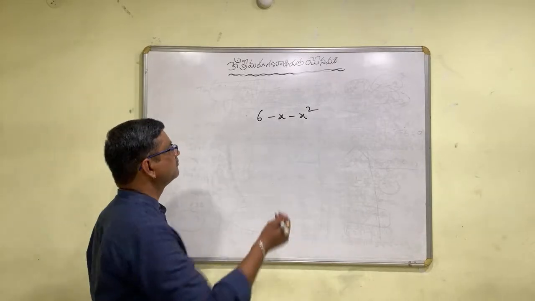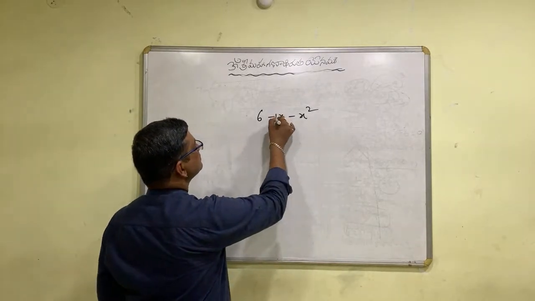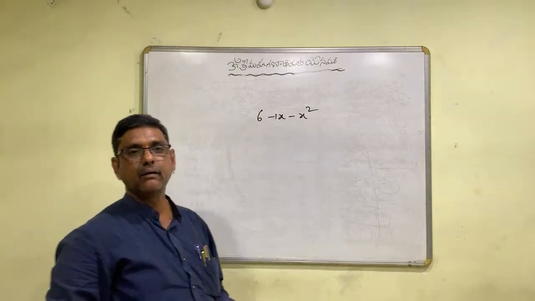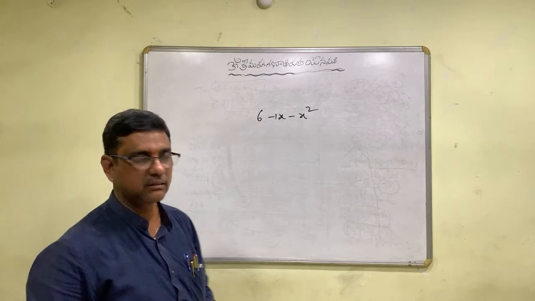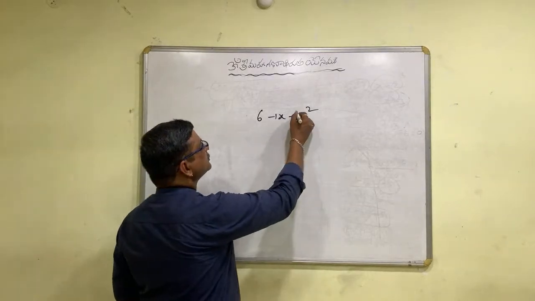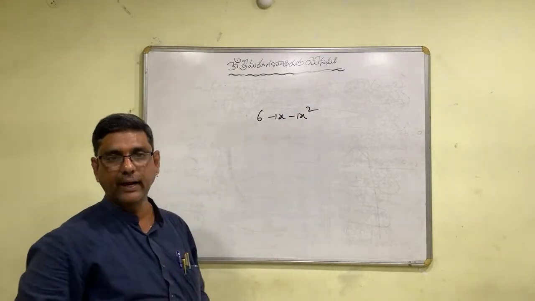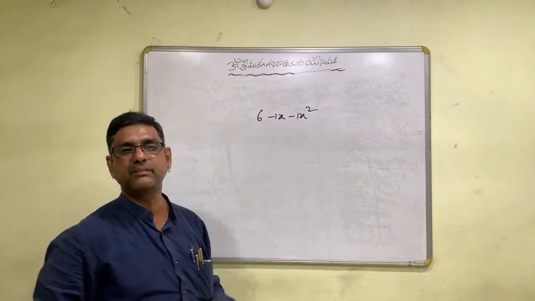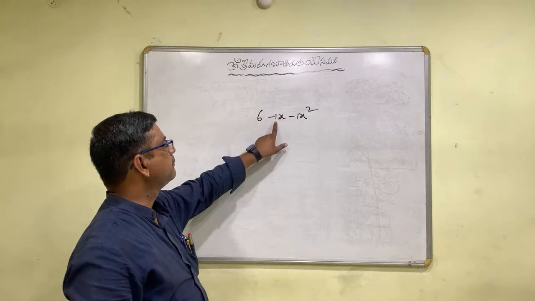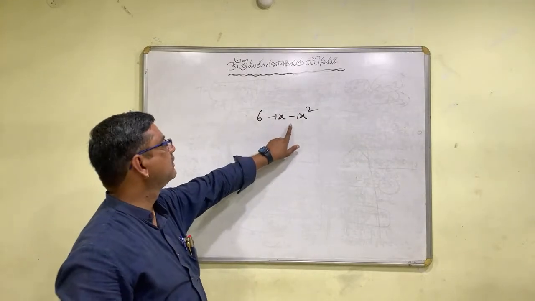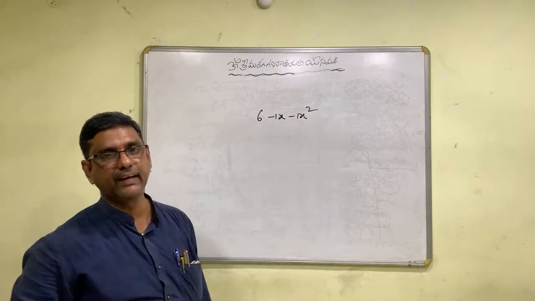What is the middle term? Negative x. So we need to keep 1 beside x. So middle term is negative 1x. What is coefficient of x square? Negative 1. Because nothing is there beside x square, so we need to keep 1 over there. So here middle term is negative 1 and coefficient of x square is negative 1.